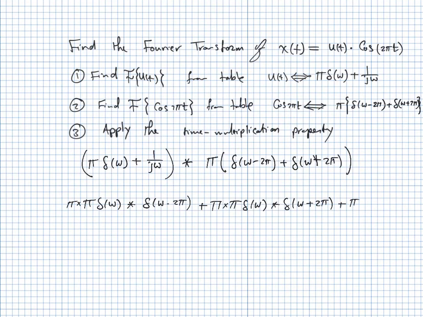And then added to it again pi times 1 over j omega convolved with delta of omega minus 2 pi. There are no 2 pi's in the other case, only one pi. And then the last one is going to be pi times 1 over j omega convolved with delta of omega plus 2 pi.